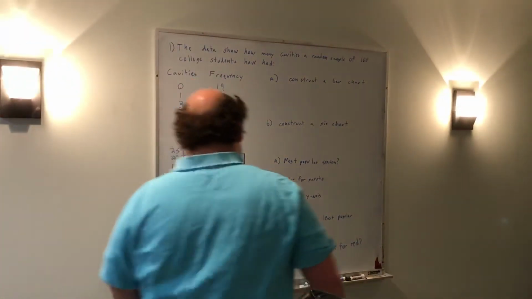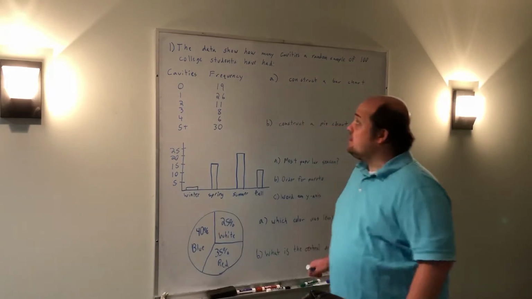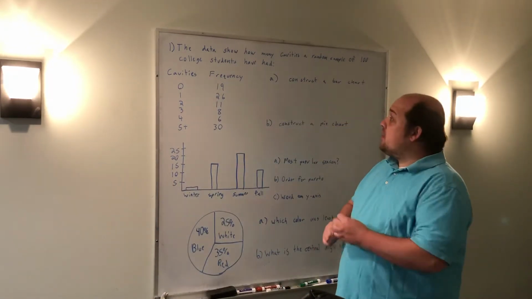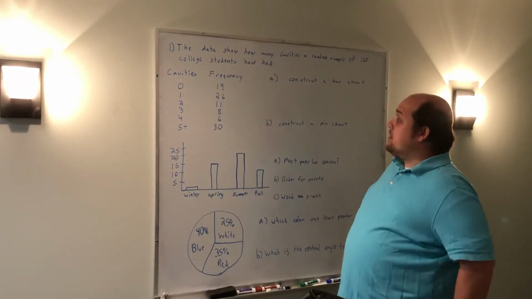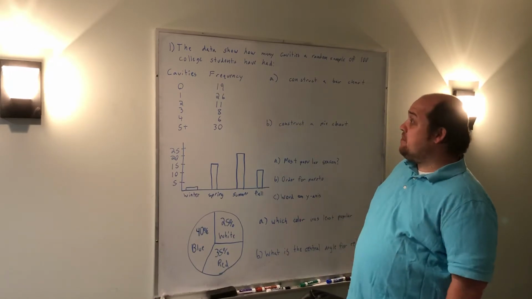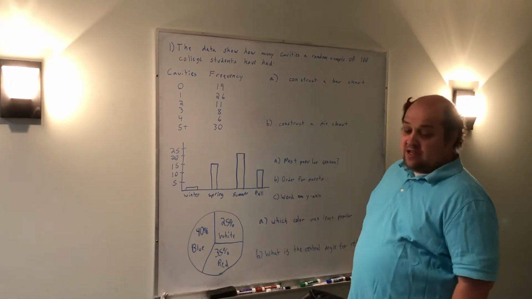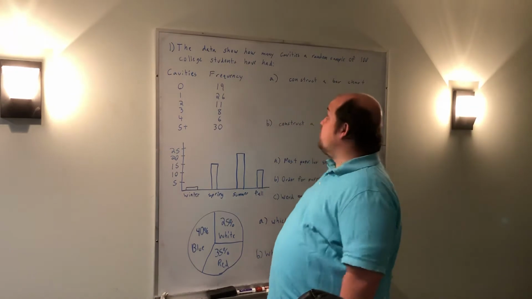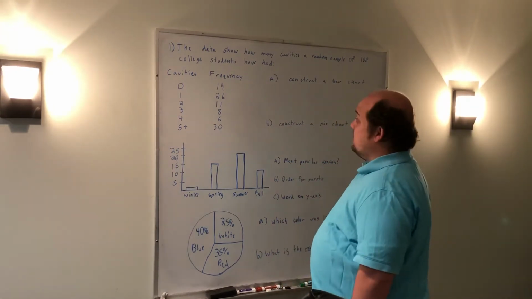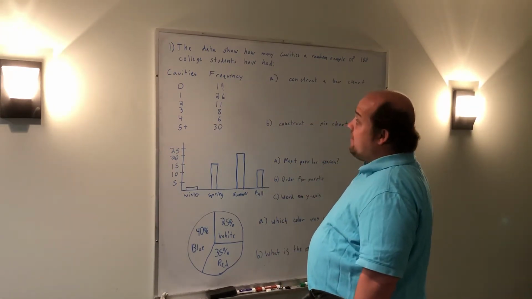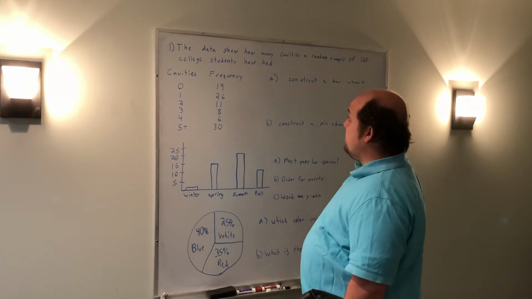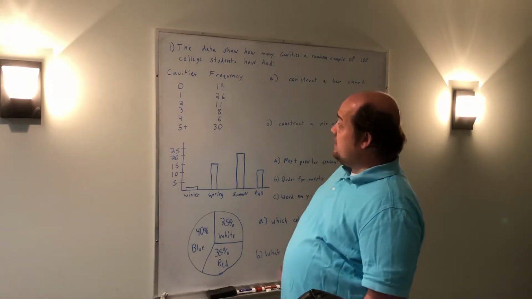The next section focuses on graphs for qualitative data. The first thing we're going to look at is a data set where we've been told the number of cavities that people have had and the frequency that it occurred. In this case, we looked at 100 students. Those 100 students told us how many cavities they've had, and we wrote down how many said each thing.